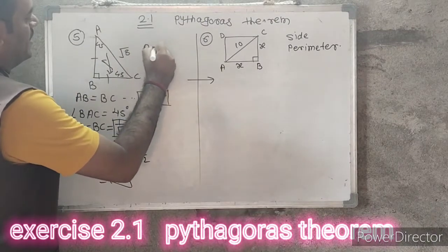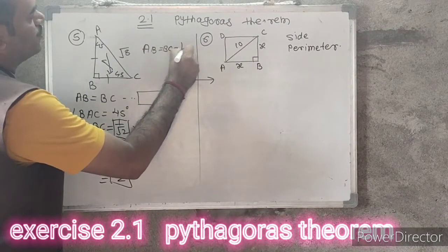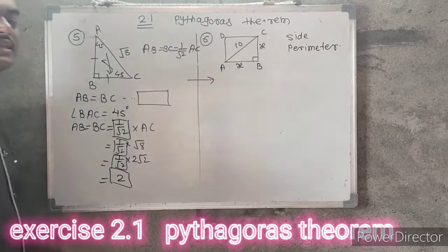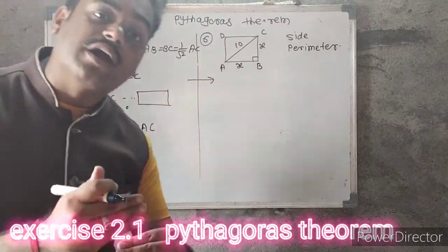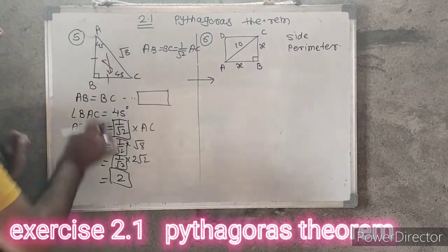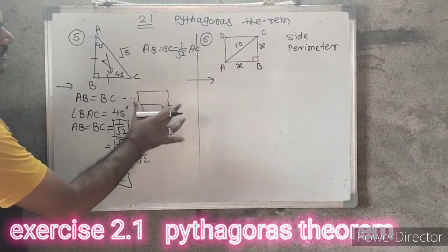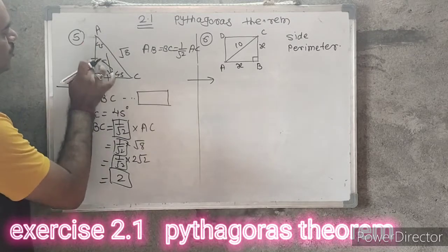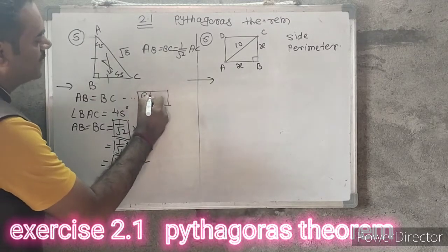means AB is equal to BC, is always 1 upon root 2 into AC. That means it is 1 upon root 2 of the hypotenuse. That theorem we used here. Listen. So let's see, AB is equal to BC, that is the box. Actually AB and BC are given the same, that means it's a given. Okay.